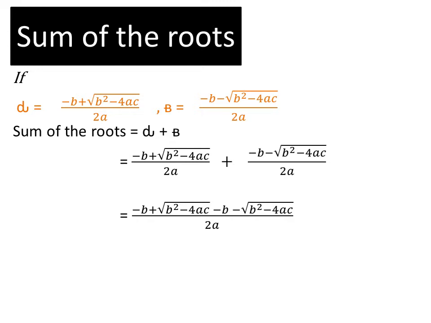And in the numerator we will write the same terms as they are, minus b plus under root b square minus 4ac, minus b minus under root b square minus 4ac. The terms under the radical sign cancel with each other, so we are left with minus 2b in the numerator and we write 2a in the denominator as it is. Here 2 is cancelled with 2, so we write minus b over a, which is the sum of the roots. For this we can write alpha plus beta equal to minus b over a.